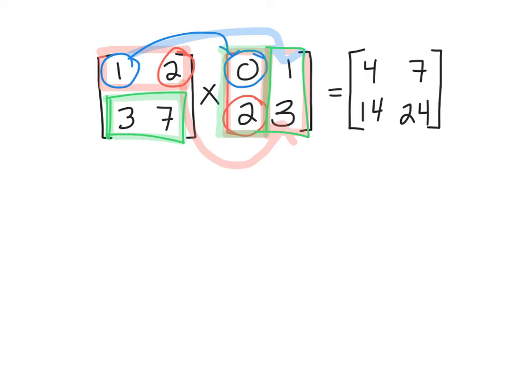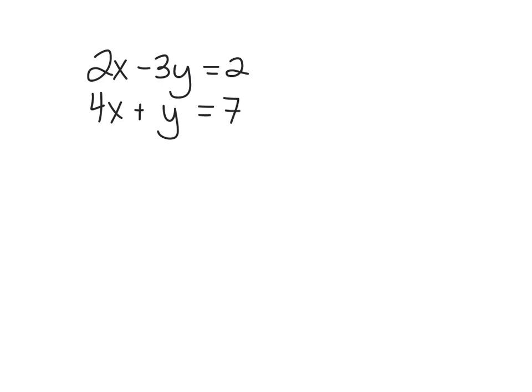We really just need to know how this is going to work for a system of equations. So let's take a look at that. Normally, I could have a system of equations like 2x minus 3y equals 2, 4x plus y equals 7. And I want to represent this in a matrix.